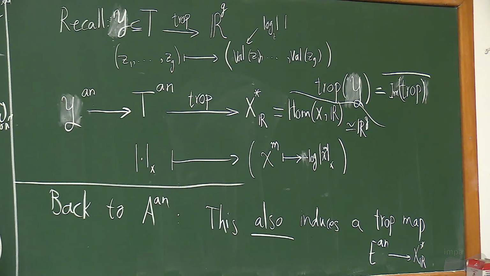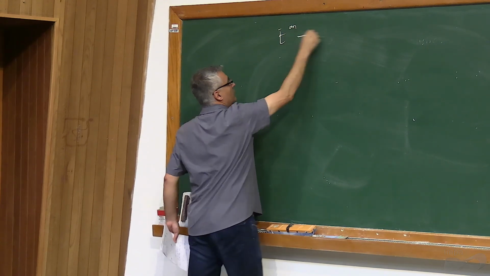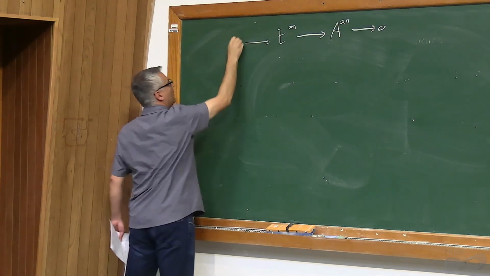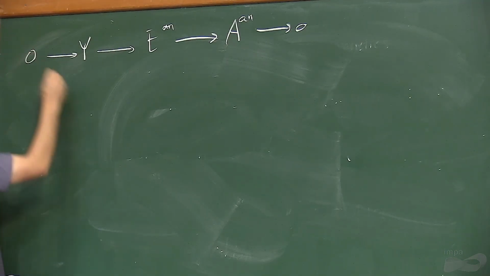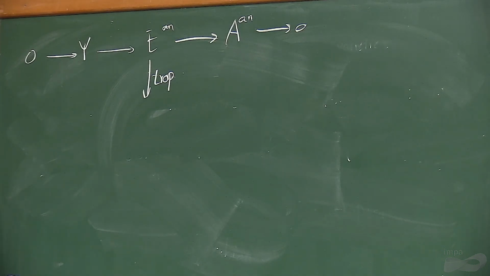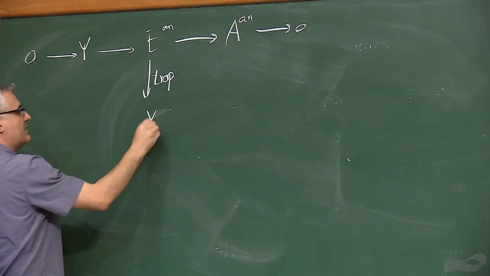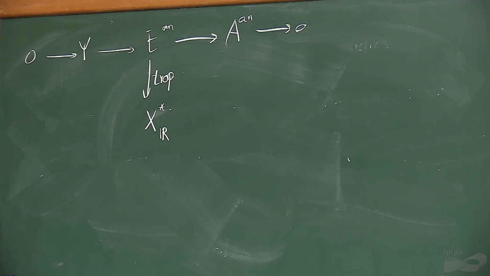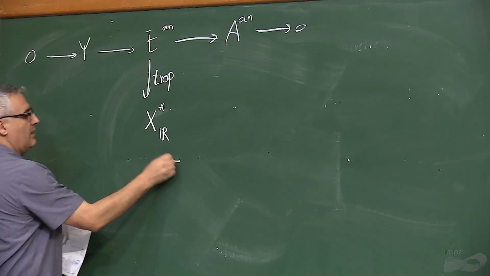Now I can say how, according to all this theory, an abelian variety should look in Berkovich's category. Namely, you have this uniformization sequence. You apply trop here because I said it exists. And you get this X star R. You get a map to a real vector space.